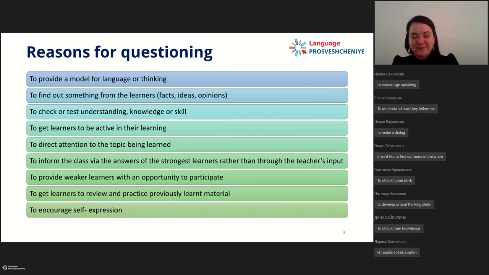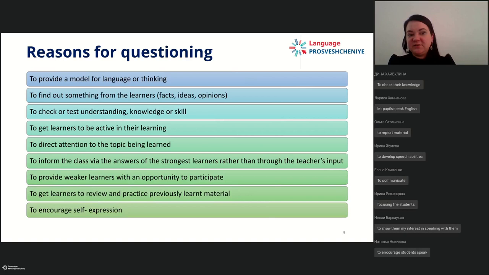Let's see if you've mentioned the points I have on my slides. First of all, to provide a model for language or thinking, then to find out something from the learners, for example, facts, ideas, or opinions. Then to check or test understanding, knowledge, or skill, to get learners to be active in their learning, to direct attention to the topic being learned, to inform the class via the answer of the strongest learners rather than through the teacher's input, for example, during project work, right?